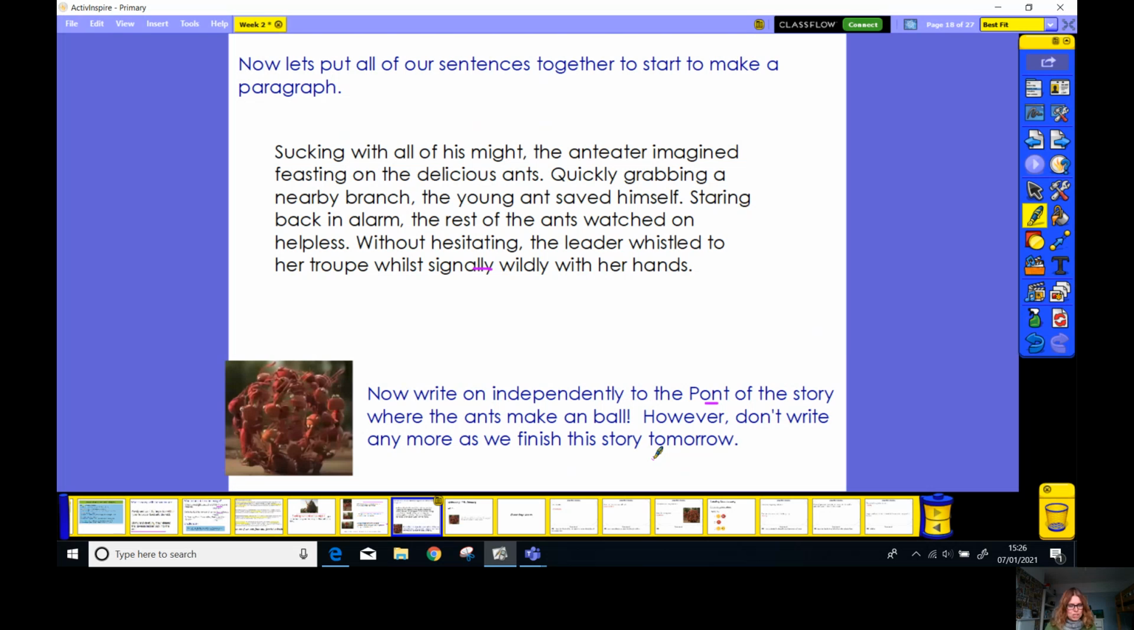Now remember, check your work through just like I have, because you might spot that there are mistakes as well. But that's okay, because that's what writers do. They do sometimes make mistakes and they do have to check them and correct them. Okay, so I look forward to reading your work later, and happy writing.